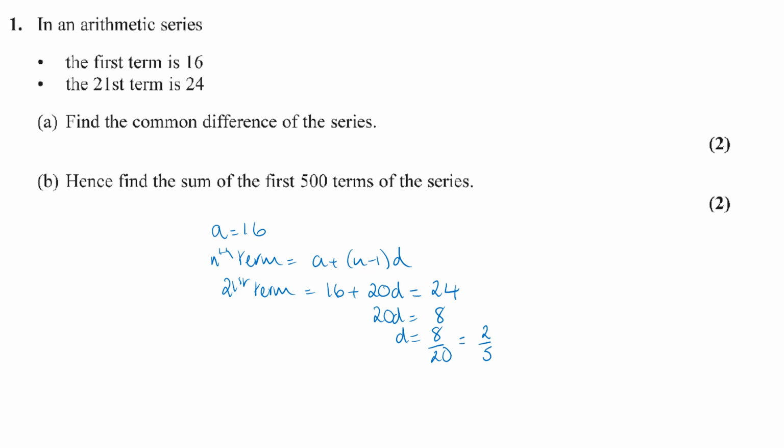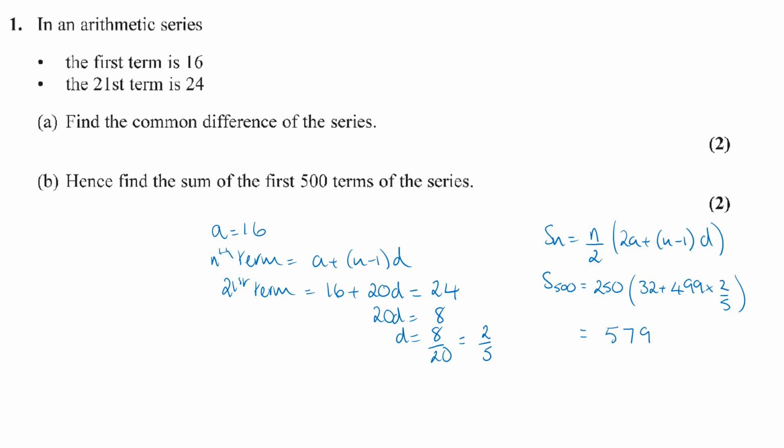Part B, hence find the sum of the first 500 terms. When you get on the formula book that the sum is equal to n over 2, 2a plus n minus 1 d, and all we need to do is feed in that n is 500. So n over 2, 500 over 2 will be 250. 2a is going to be double 16, which is 32, plus n minus 1, so that'd be 499 times our 2/5. If you put all that in your calculator, you get the answer 57900.